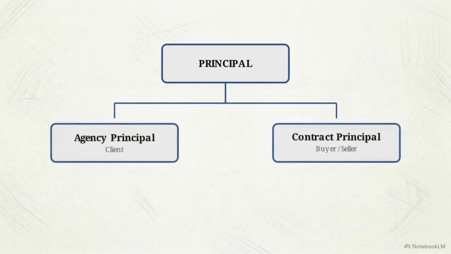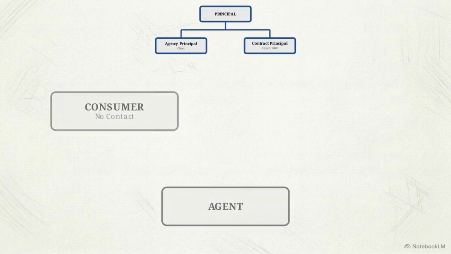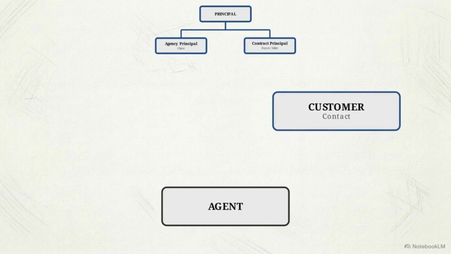Let's break down the transaction roles. This map shows the term principal, which has two meanings in real estate. A principal is either an agent's client in an agency relationship or a party to a purchase and sale contract. A consumer is someone you have no contact or very limited contact with. Once a consumer makes contact with you about real estate, they become a customer. They are involved in the transaction, but you do not represent them.